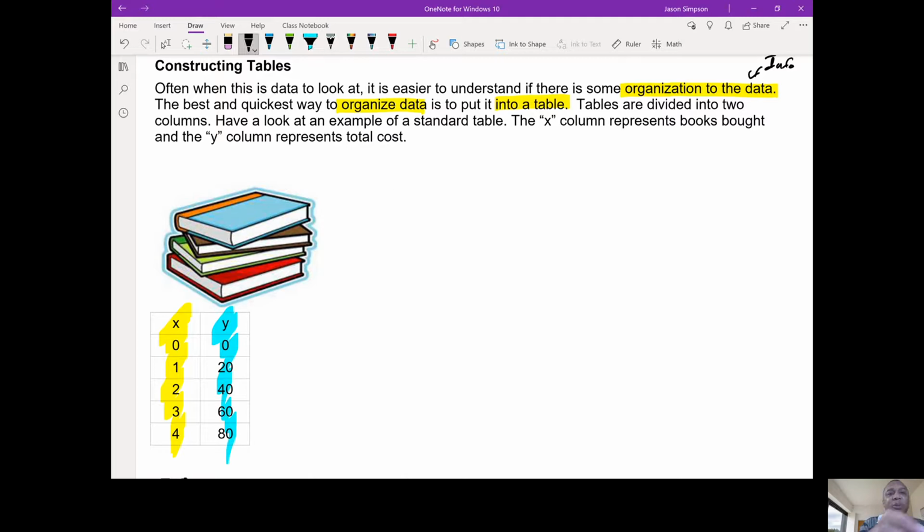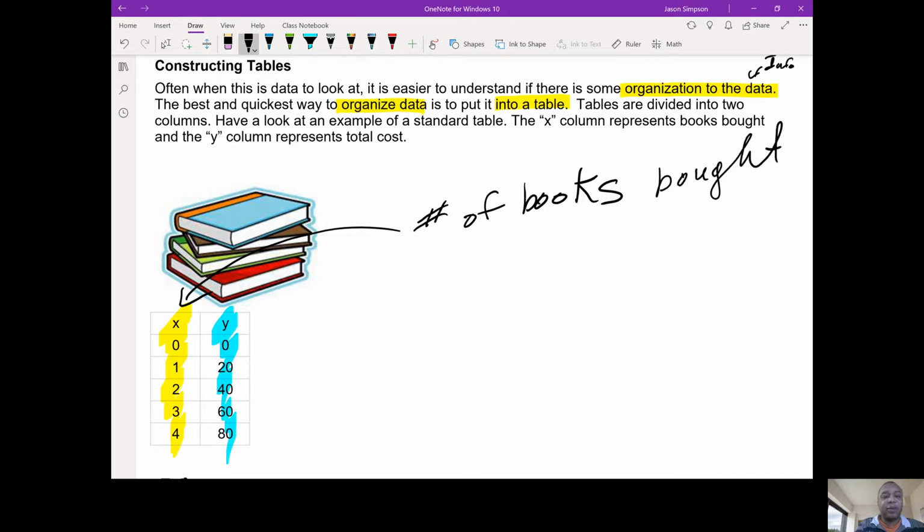Now, if I'm looking at the table below here, the X column will hold the number of books. So this table represents X, the number of books bought. And if I look at the Y section, the Y values represent not the number, but the cost of those books.